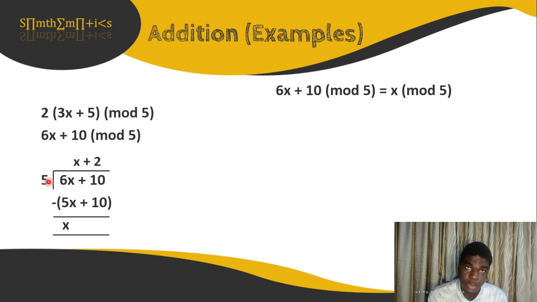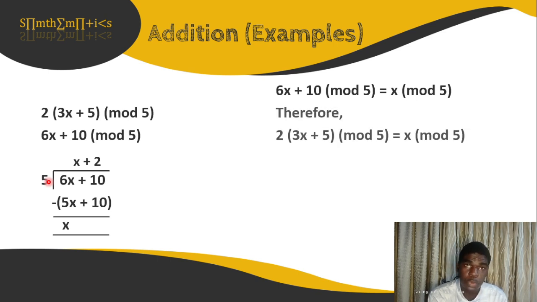So by implication, we can say that 2 times 3x plus 5 in mod 5 will give you x mod 5. Let's go to the next section now, that's division.